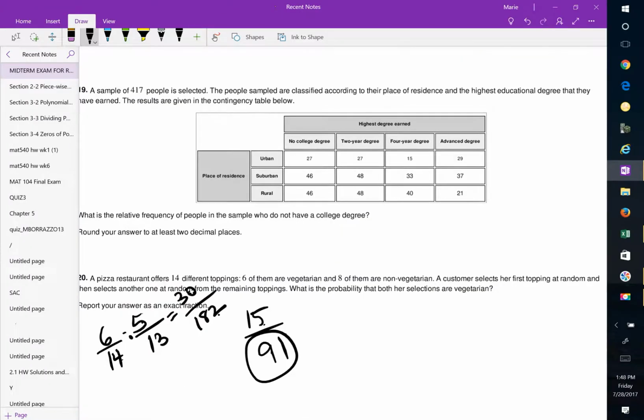Number 19 says a sample of 417 people is selected. The sample is classified, they give you the chart. They're asking you what's the relative frequency of people who do not have a college degree. No college degree is the first column. And if I were to add this up, I would have 27 plus 46 plus 46. And that's going to give me a total of 119 for this column. I know that the grand total is 417.